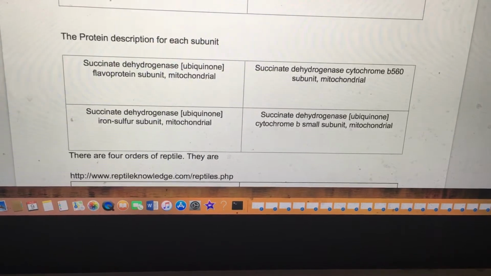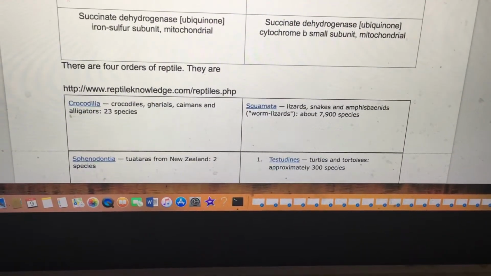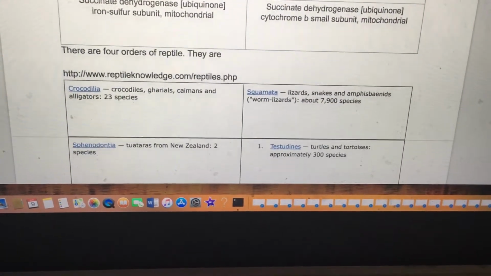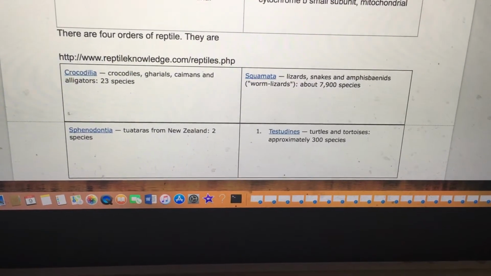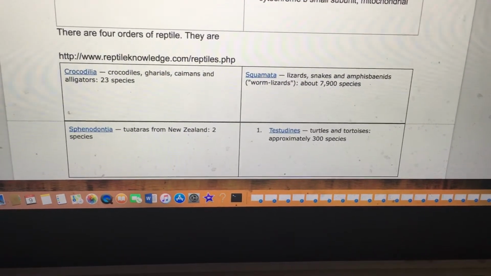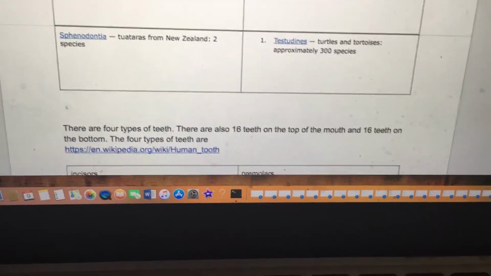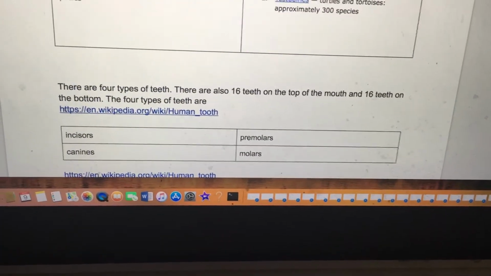Here they are. There are 4 types of reptile, 4 orders. They are Crocodilia, Sphenodontia, Squamata, and Testudines. There are 4 types.